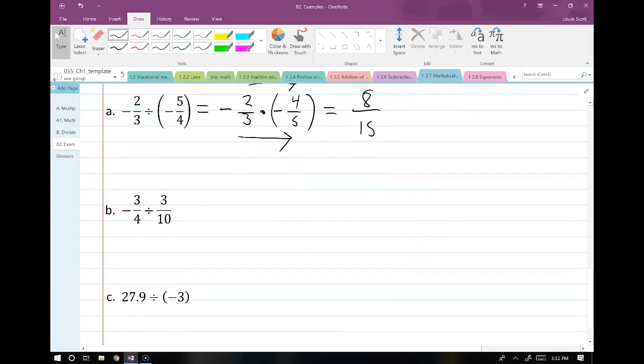All right, on this next one, it's division again. So I am going to flip it, right? Remember, division is equivalent to multiplying by the reciprocal. So the first number stays the same, negative 3/4, and the second number flips, and I change this to multiplication. So now I have 10/3 instead of 3/10.